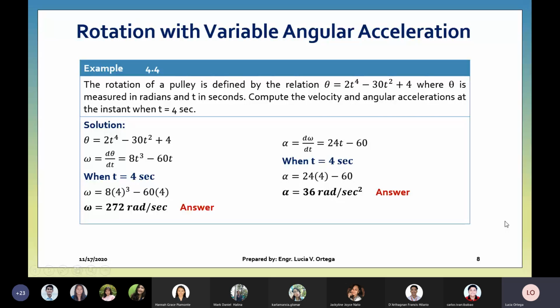So this is similar to what we did in chapter 2 for rectilinear motion with variable angular acceleration. Remember, there are 5 cases that we use for a sample problem. So the same procedure, the same technique. Sometimes we have to differentiate, sometimes we have to integrate. Only the variables are changed because this is about rotation.